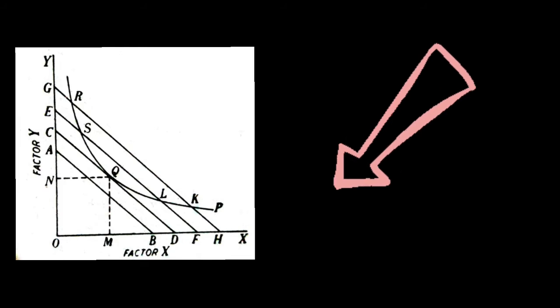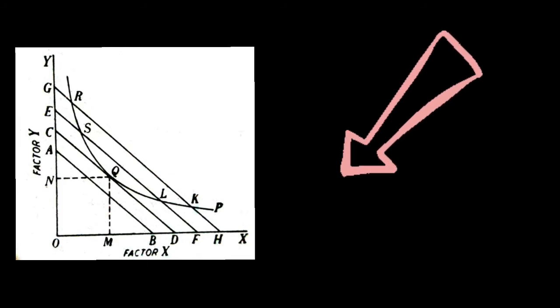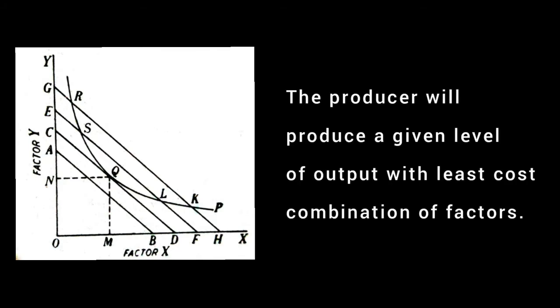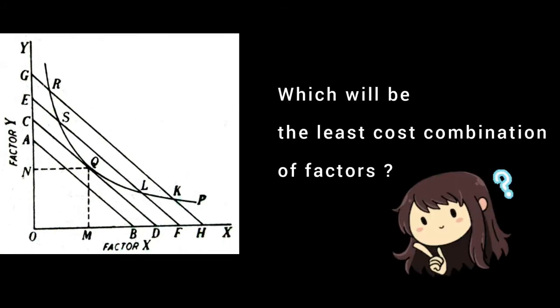Now we will understand the concept of producer's equilibrium through this simple diagram. Now, to produce a given level of output, the entrepreneur will choose that combination of factors which minimizes his cost of production, because if the cost of production is minimized, his profits will be maximized. Thus, a producer will produce a given level of output with least cost combination of factors. This combination of factors will be optimum for the producer or for the entrepreneur.